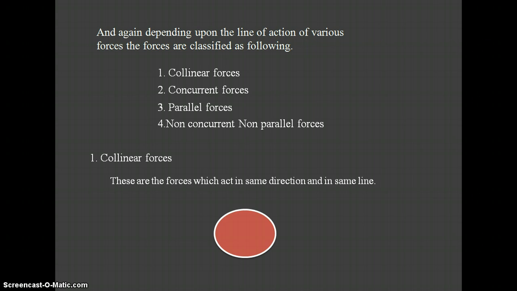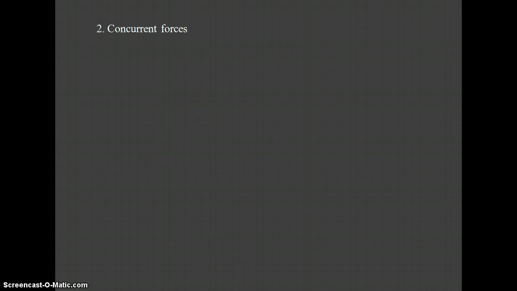So that means consider here it is a body. So F1 is acting like this, and F2 is also acting in the same direction, which is aligned with the line of direction of the F1 force. It means here F1 and F2 both forces will be lying on the same line. So these kind of forces are called as collinear forces.